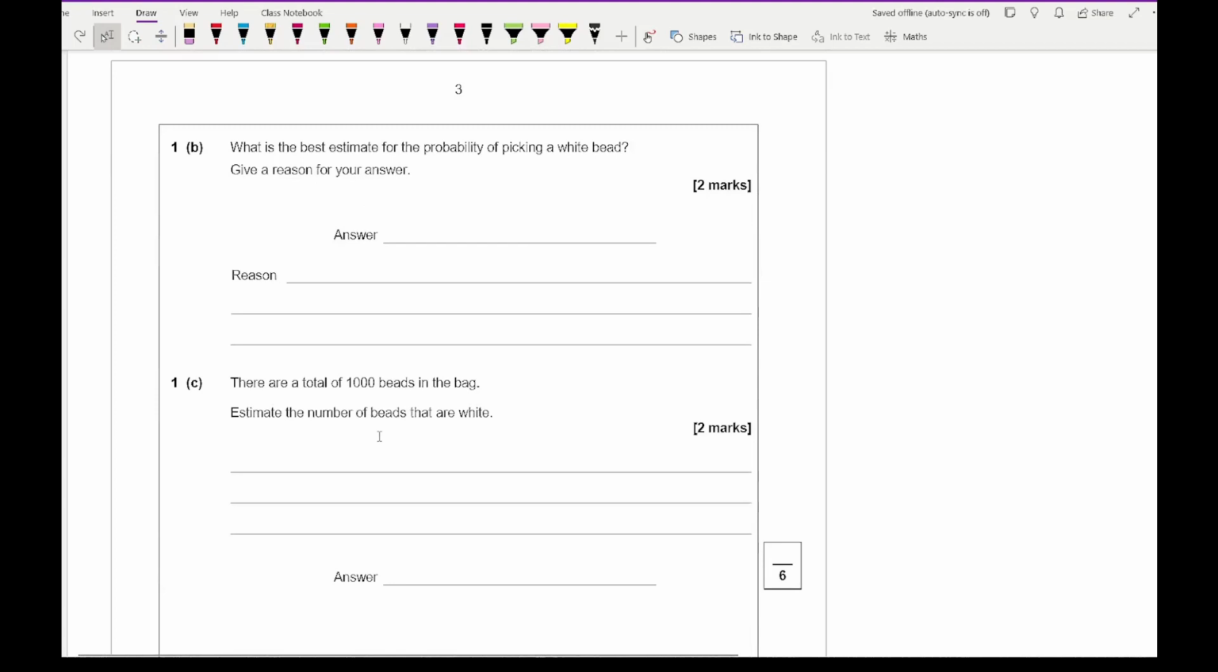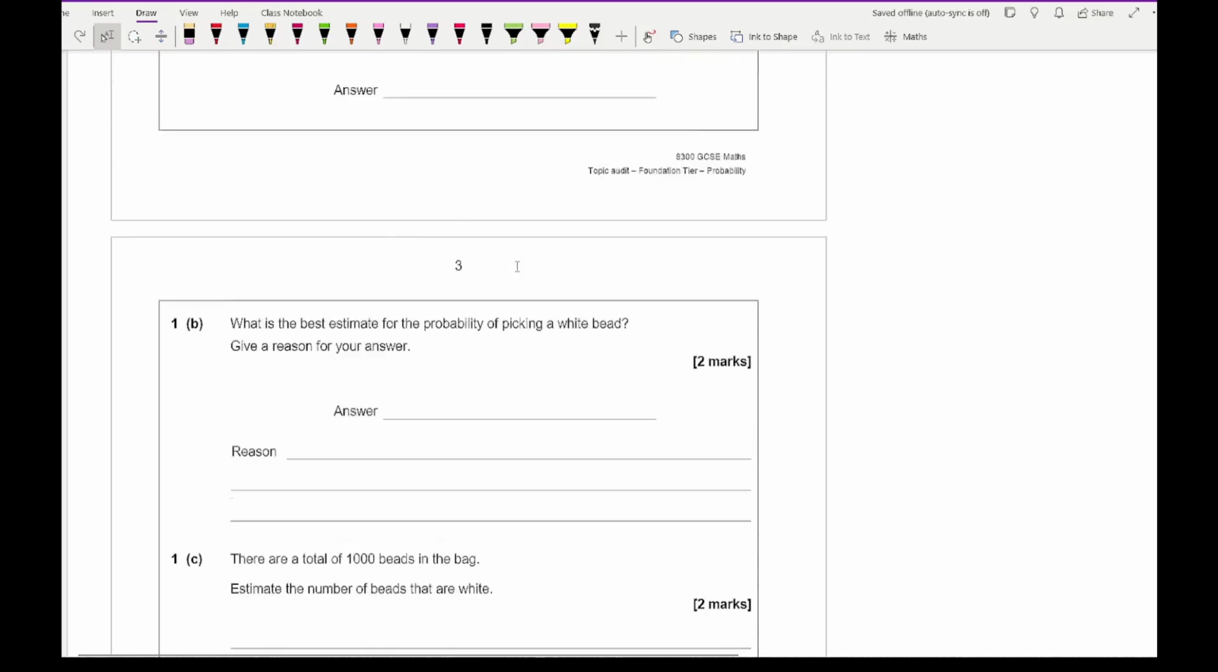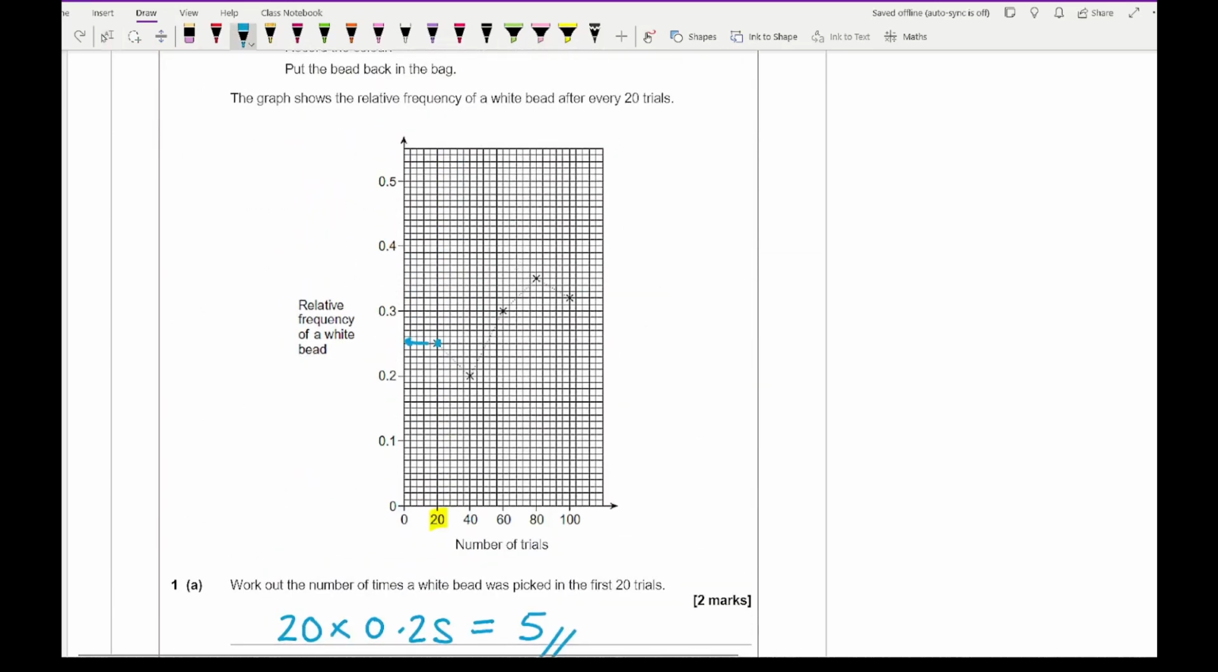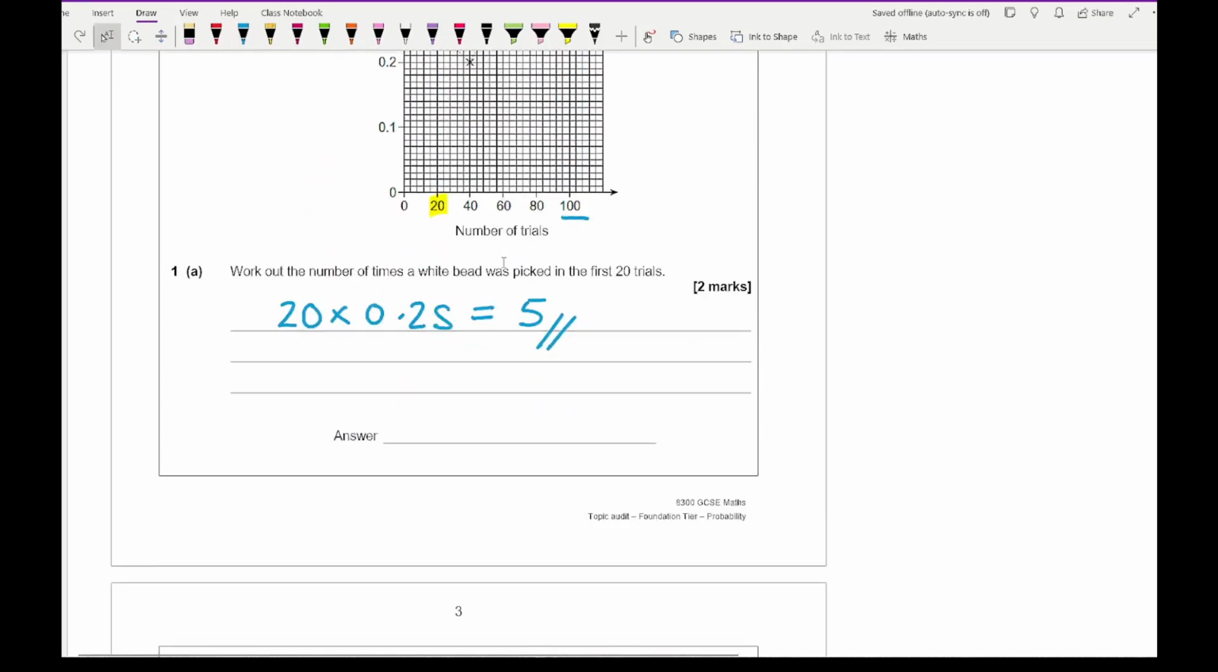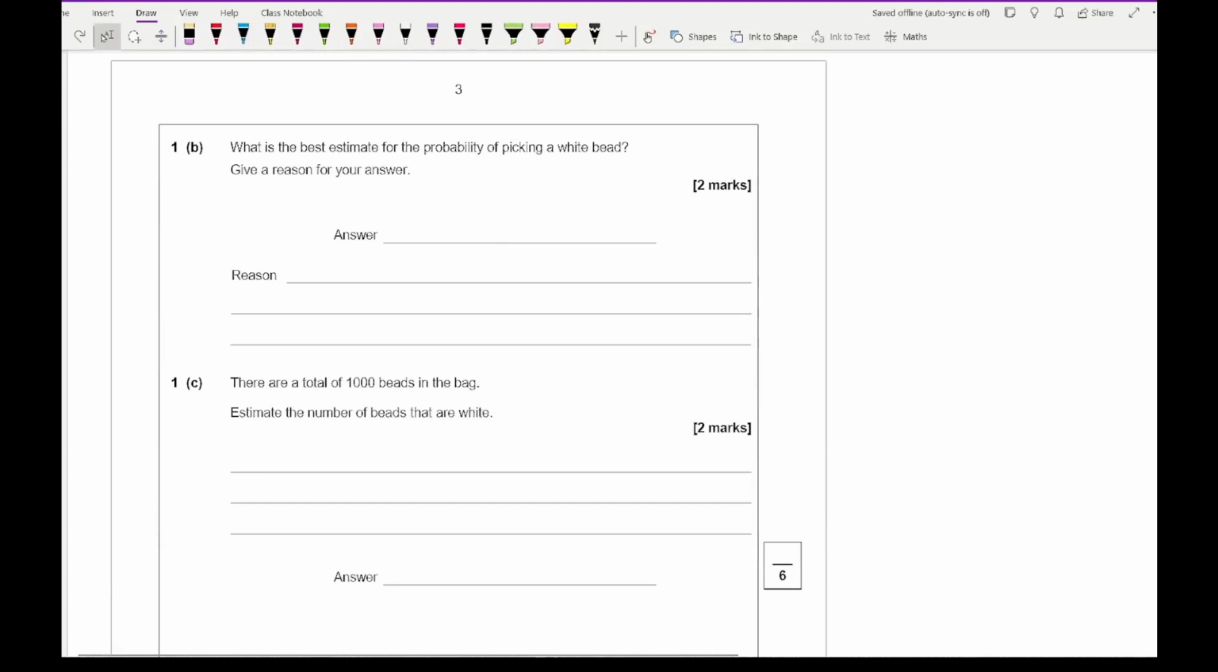Moving on to 1b, it says what is the best estimate for the probability of picking a white bead? Give a reason for your answer. Well, the best one is going to be the very last one, and the reason for that is because you've done it over multiple trials. So here the correct answer you want to write is going to be 0.32, and something along the lines of the more trials equals the more reliable probability. And something along those lines would be absolutely fine.